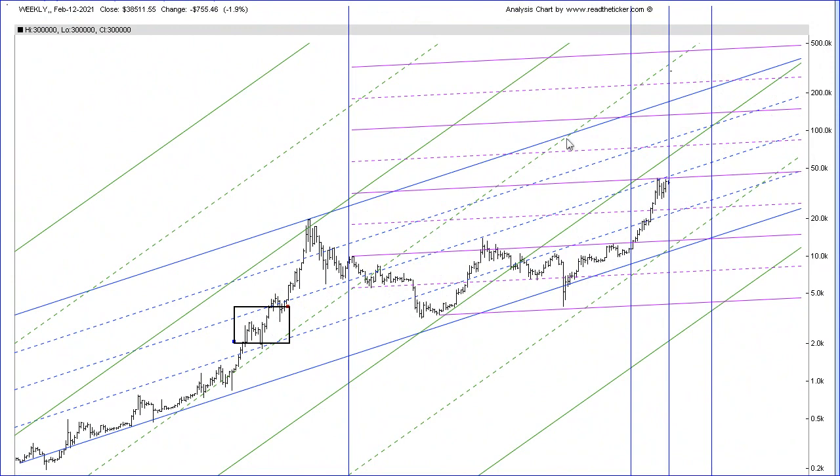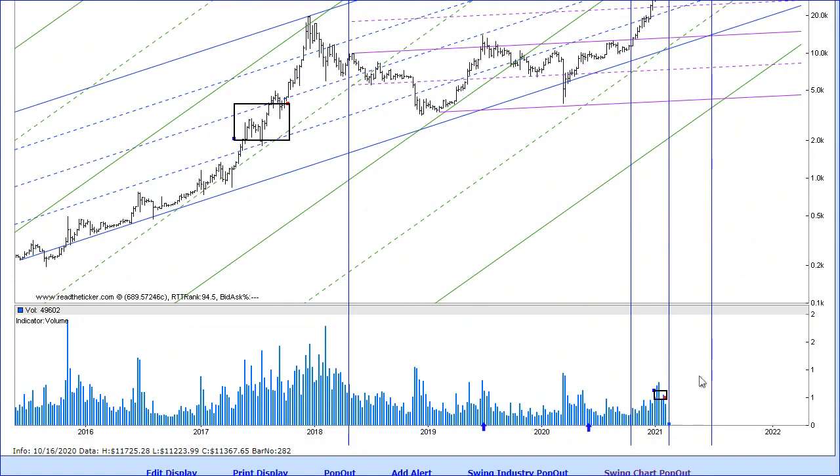So I just wanted to highlight the accumulation, markup. You see the volume here. Look at the volume here. This is the original breakout here. Look at the volume here compared to the volume here. It's not really happened yet.